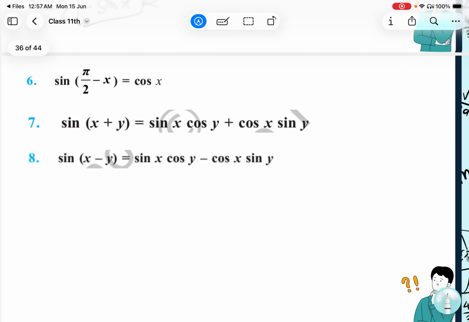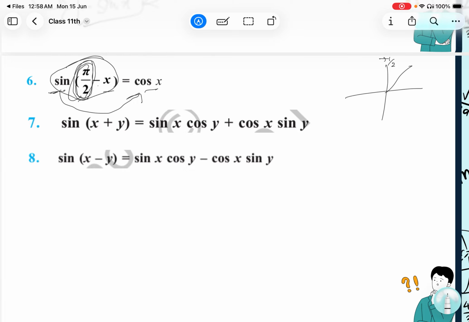Now the sixth one, sine(pi/2 - x) equals cos x, because we are making an angle with respect to the y-axis, so this function will change into cos. You see, sine(pi/2 - x) exists in the first quadrant, and in the first quadrant all the trigonometric functions are positive, so this is positive. Because we are making a relation with the y-axis, the function changes to cos, so this is cos x.